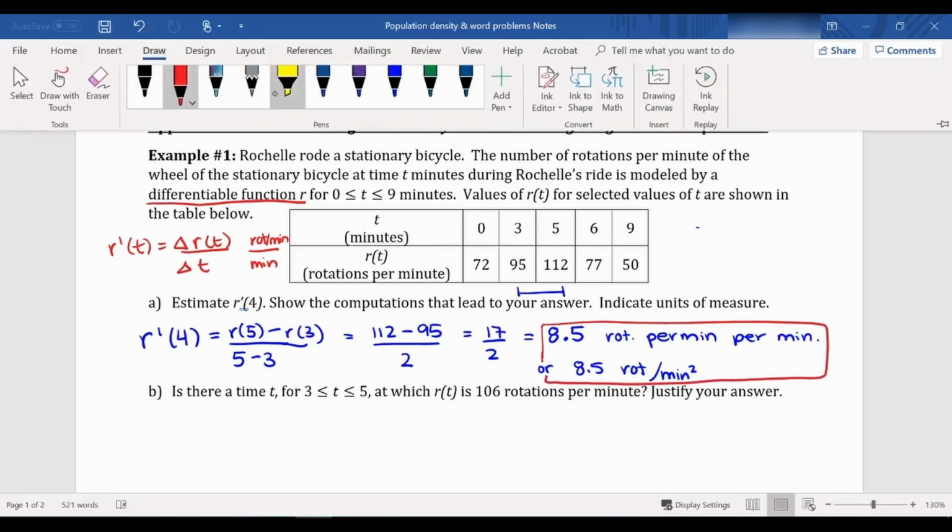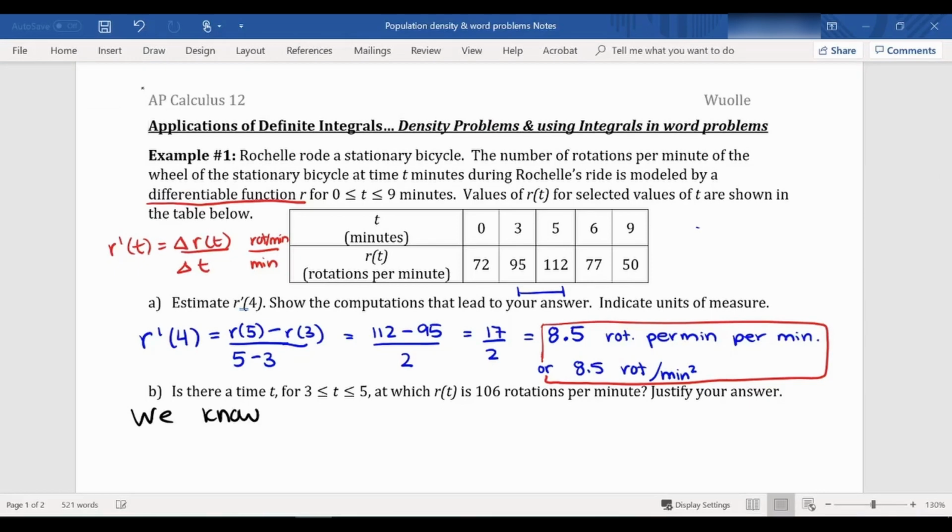The next question is asking us, is there a time t between 3 and 5 where our r would have to reach 106? And so if I think about this logically again, if I'm moving from t is 3 to 5 and my rotations are increasing from 95 to 112, if this is a continuous function, I have to reach 106 rotations per minute somewhere between 3 and 5, right? So the question is one, why am I allowed to do that? And two, how do I know that this is continuous? Well, I know that this is differentiable. It tells me in the question that r is differentiable. So if it's differentiable, it must be continuous.